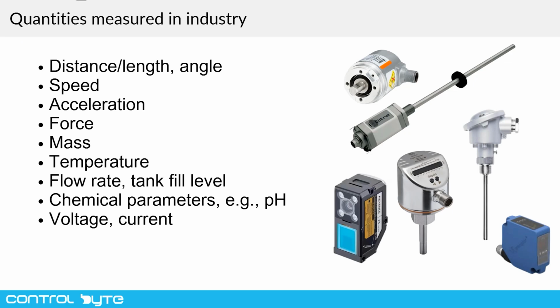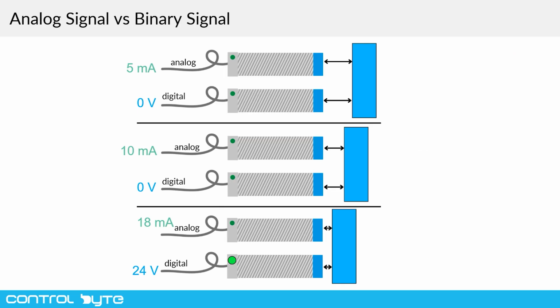This list presents key industrial measurements that rely on analog signals. Many physical and chemical parameters such as distance, speed, force, temperature, and flow rate are continuously changing values that require precise measurement and processing. Here you can see a sensor measuring the distance to an object and providing both analog and digital outputs. The analog signal, top section: the sensor outputs a variable current, for example 5 milliamps, 10 milliamps or 18 milliamps, based on the object's position.